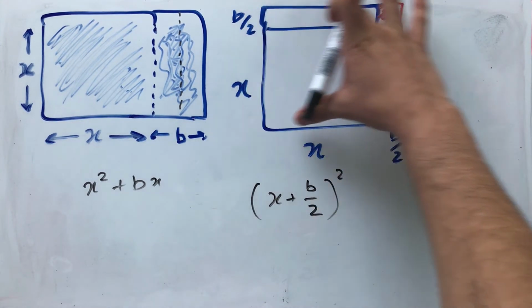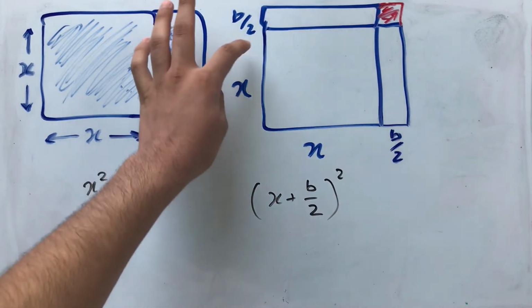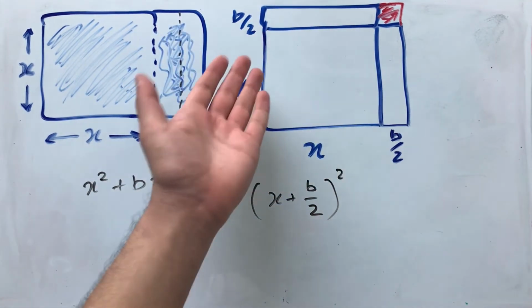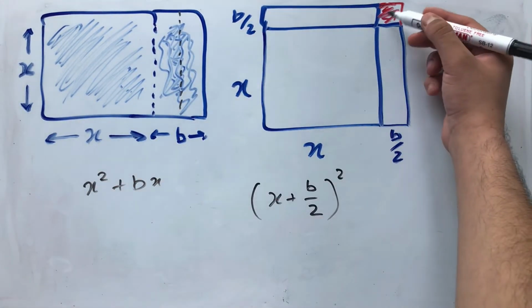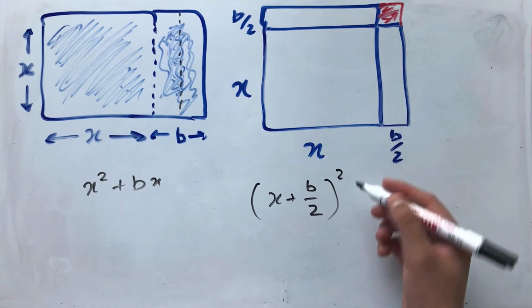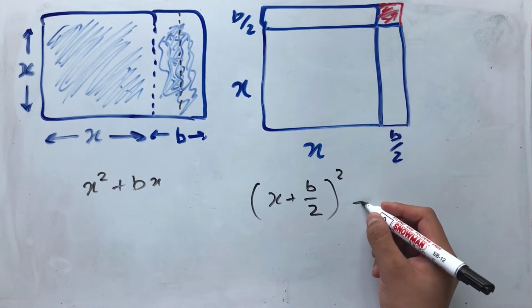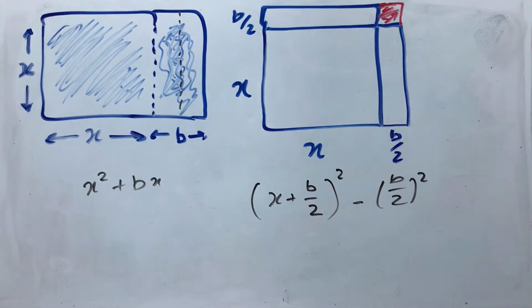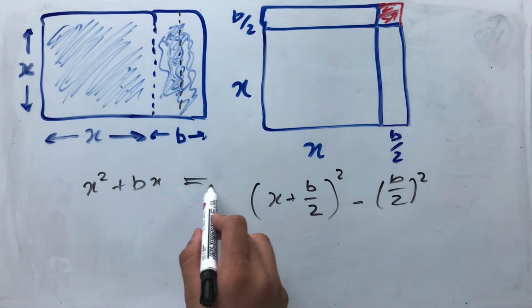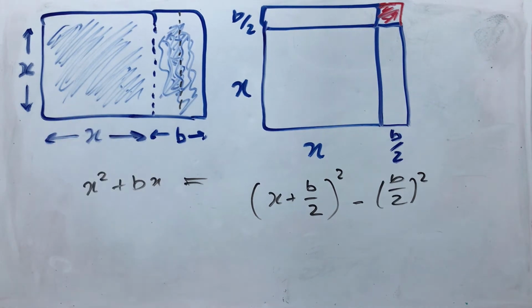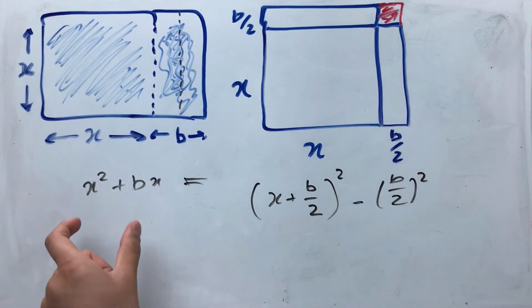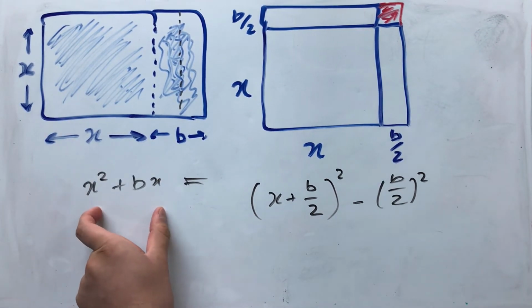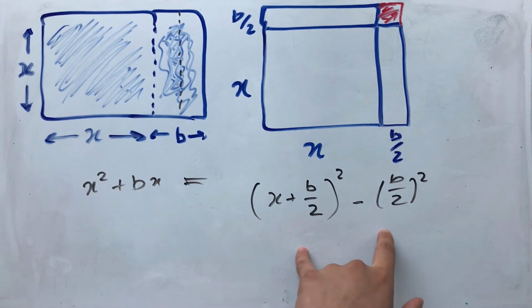Just imagine the entire thing as a square: x plus b over 2 squared. So now you have the entire area. But we don't want this area, we don't want this square. Minus b over 2 squared. And this is how to complete the square for something like this. If you have something in this form, x squared plus bx, you can just complete the square by doing this. So let me take you to the next section where I will demonstrate this further.